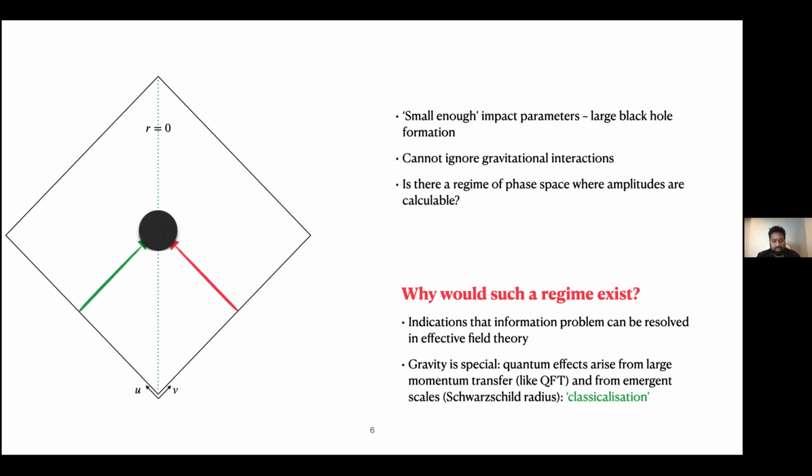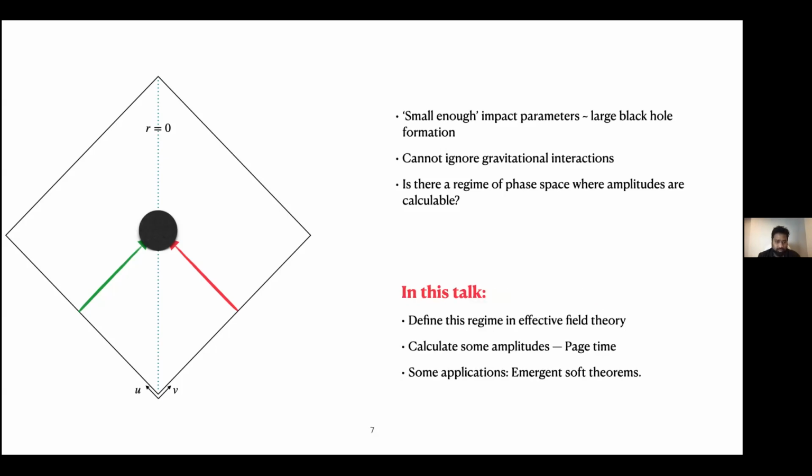Another thing that one could note is that gravity is sort of special in the sense that quantum effects arise not only from large momentum transfer, like in quantum field theory, but also from emergent scales, like the Schwarzschild radius. In some sense, one would have said this already when the information paradox was formulated, that there are emergent quantum properties associated to black holes in effective field theory already. So what I hope to do in this talk is to define this regime in effective field theory.